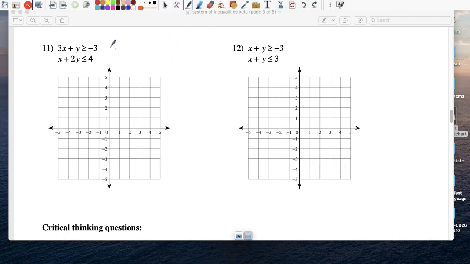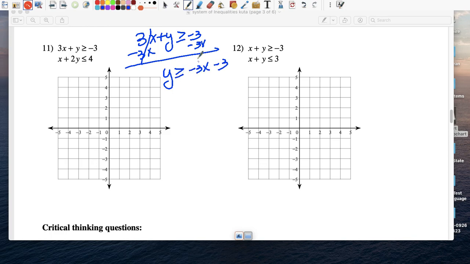11. So first inequality, 3x plus y greater or equal to -3. Minus 3x from both sides, we get y is greater or equal to -3x minus 3. Yeah, that's it. Sorry, I forgot to put it over 1. Y-intercept is -3. We're going to go up and down 3 and left and right 1. So 1, 2, 3. And we got to go left because it's a negative slope, right? So 1, 2, 3, 1 left.